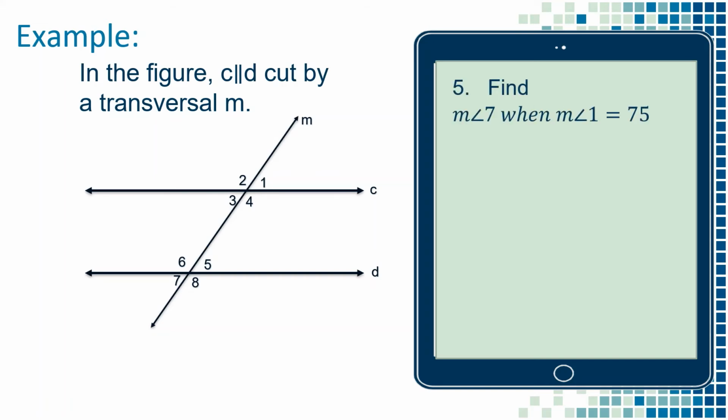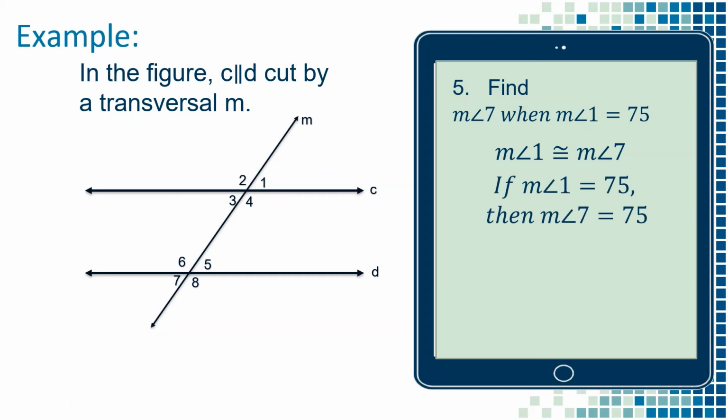Next is, we have to find the measure of angle 7 when the measure of angle 1 is 75. What relationship exists between angle 7 and angle 1? So this is our angle 1 and this is angle 7. Correct, they are alternate exterior angles. What can you say about alternate exterior angles? Yes, they are congruent. So we have measure of angle 1 is congruent to the measure of angle 7. So if measure of angle 1 is 75, therefore we have measure of angle 7 is also 75.